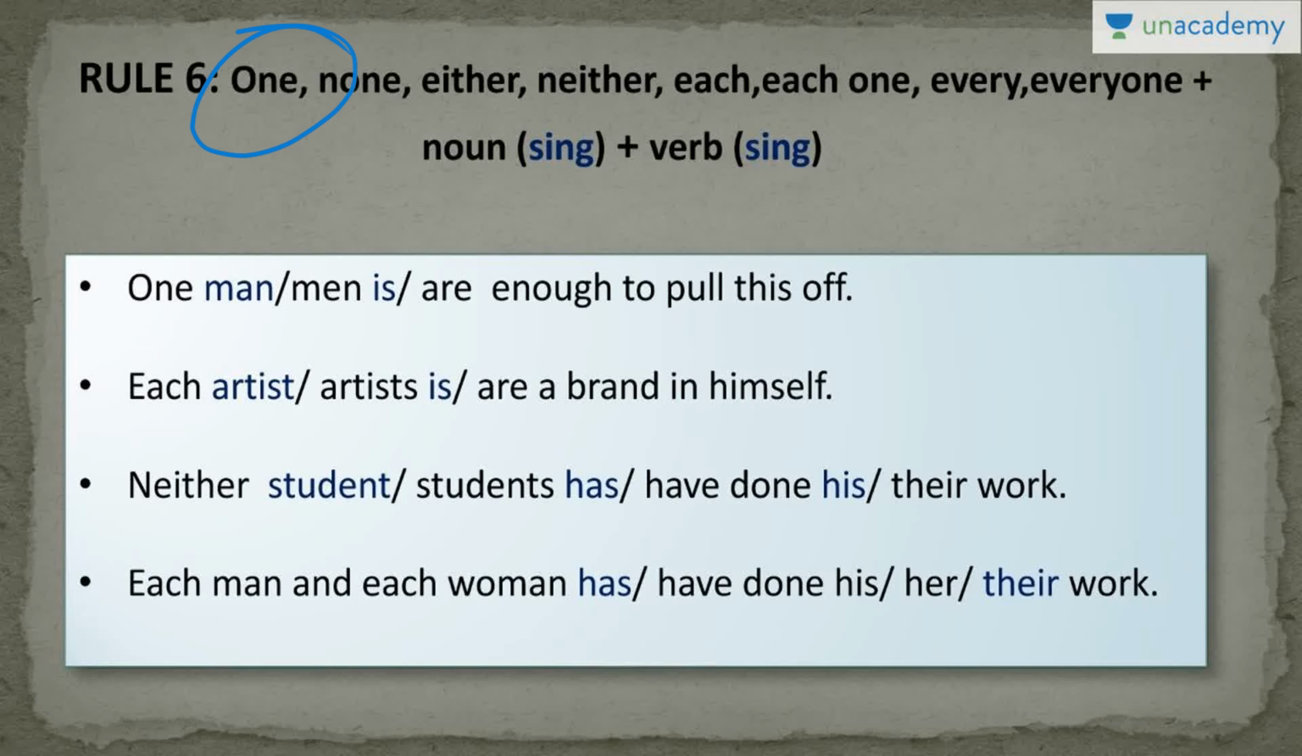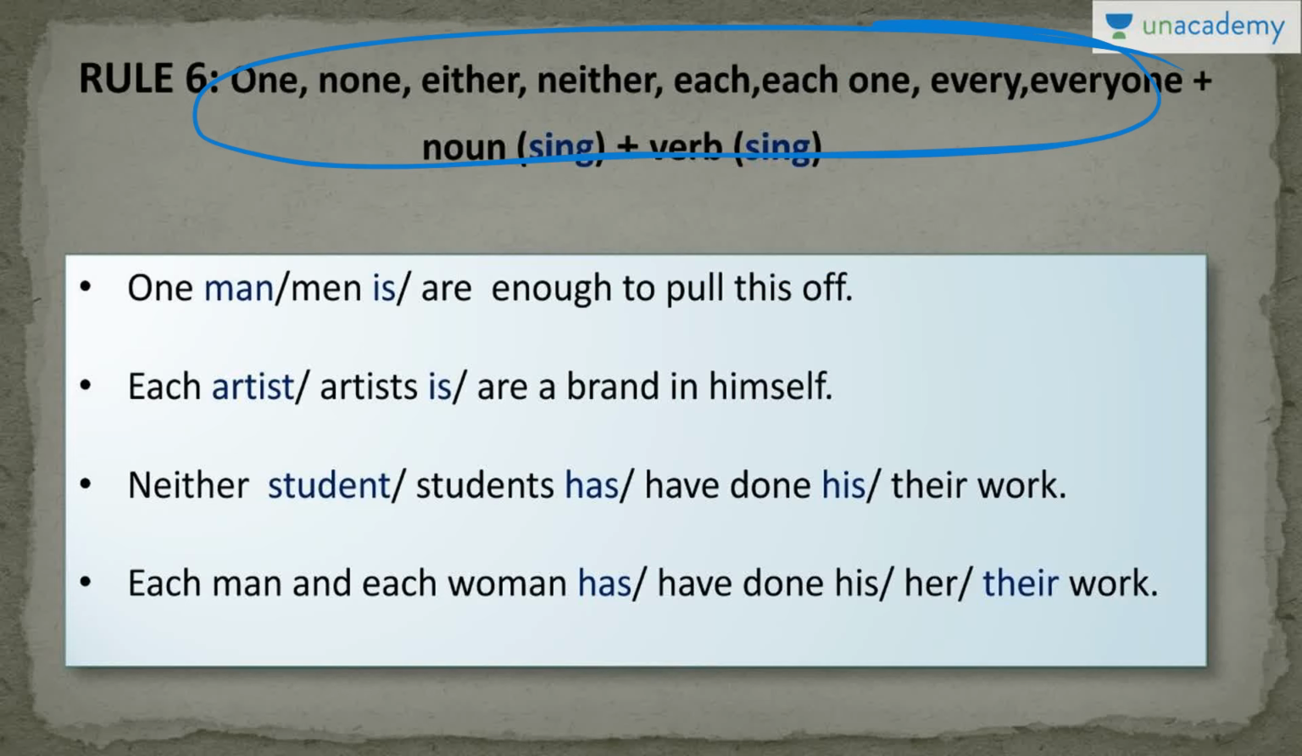Now you can see that every word, be it one, none, either, neither, each one, everyone, they all will be followed by a singular noun, which in turn will be followed by a singular verb only. Now, I said that these words are singular in construction, all of these. That is because they refer to one person at a time.